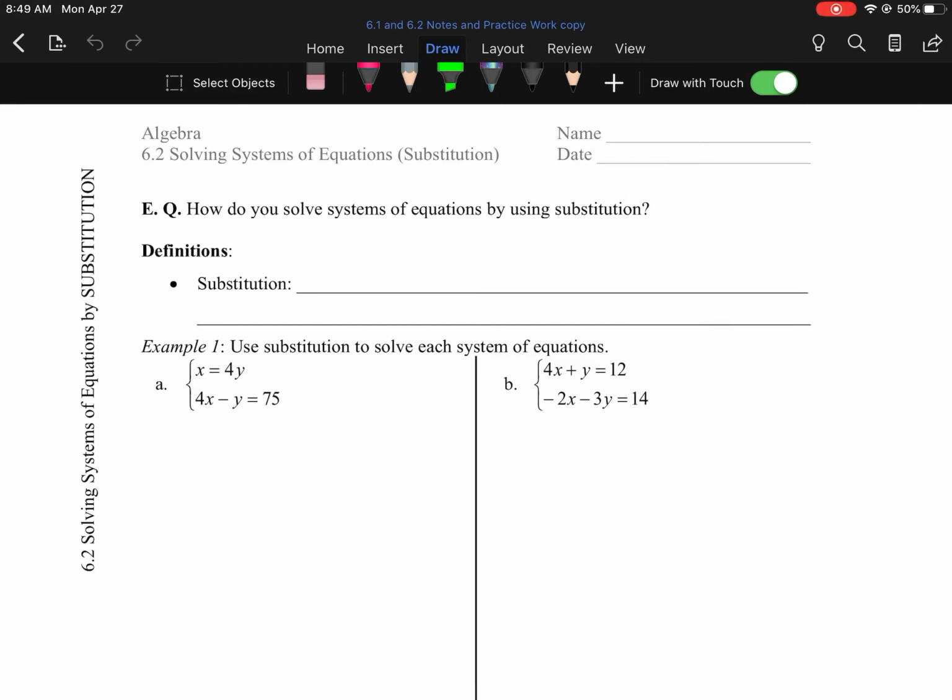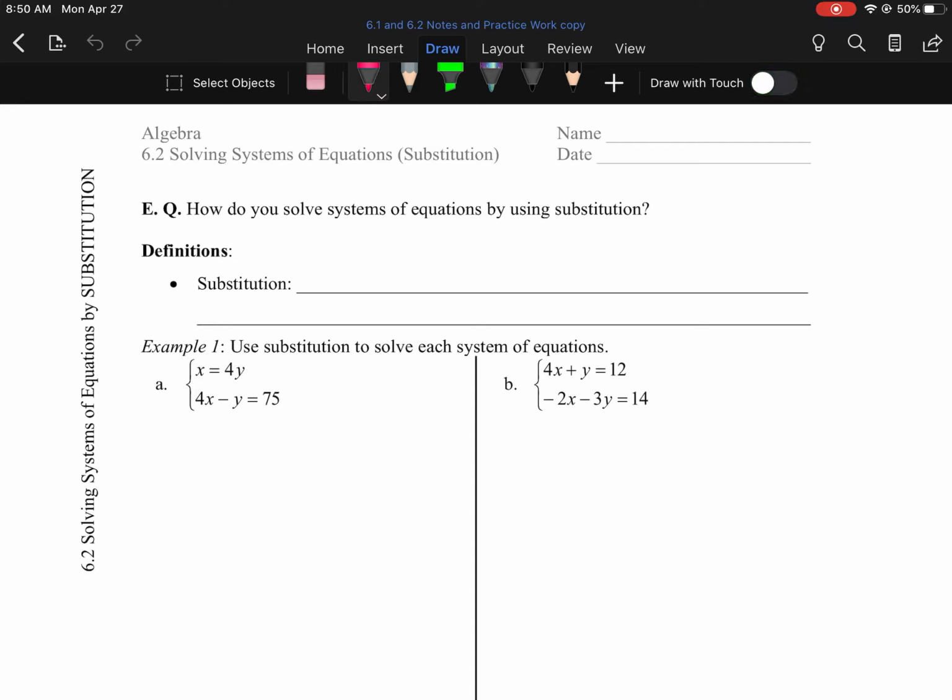All right, today's lesson is 6-2, solving systems of equations by substitution. The whole chapter we're going to be solving systems of equations, but we're just going to learn different methods to solve them, because given the two types of equations, one method might be easier than another. So first of all, let's figure out what substitution is.